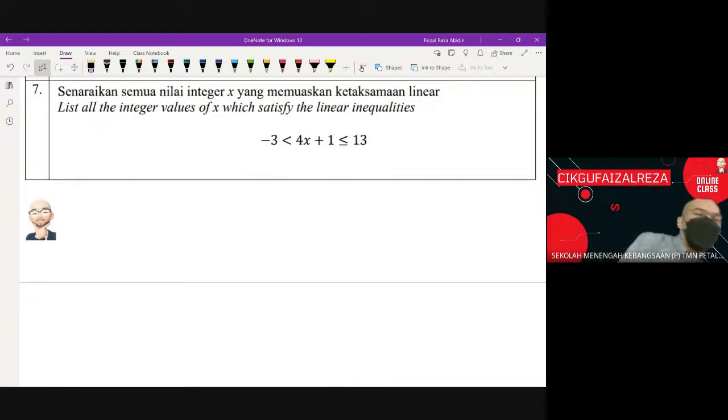Okay, now the last question. Almost 12:50 already. Okay, list all the integer values of x which satisfy the linear inequalities. So how? What should we do first? Easy. What should we do first?